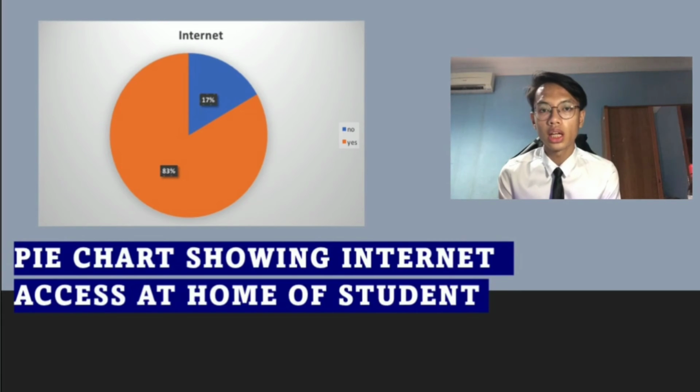We can see that 17% of students, which is 25 students, do not have internet access at their home. Then 83% of students, which is 125 students, can access the internet at their home.